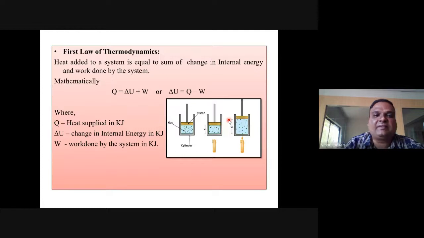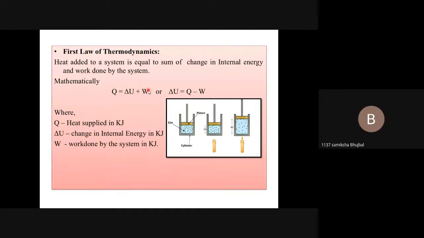Right? Sign convention of Q as well as sign convention of W. See, the sign convention is very simple. Heat supplied to a system is positive and heat rejected by a system is negative. Work done by the system is positive and work done on the system is negative. I believe that this concept is clear to you. Is it clear to you? Yes, sir.